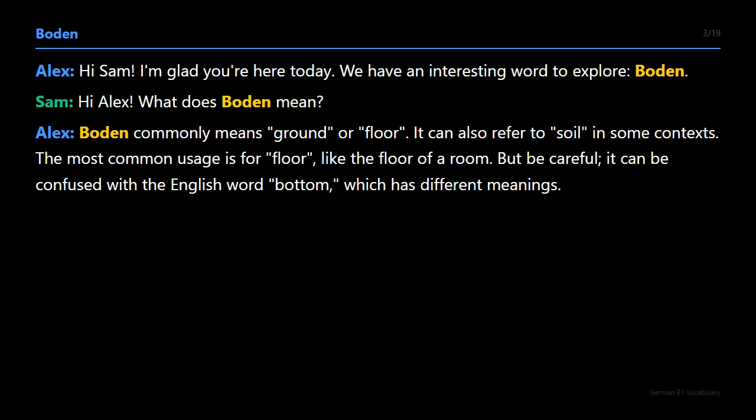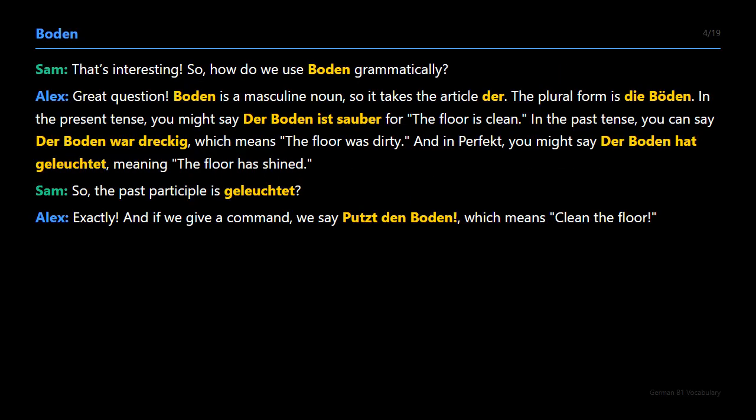Boden. Hi Alex. What does Boden mean? Boden commonly means ground or floor. It can also refer to soil in some contexts. The most common usage is for floor, like the floor of a room. But be careful, it can be confused with the English word bottom, which has different meanings. That's interesting. So, how do we use Boden grammatically?